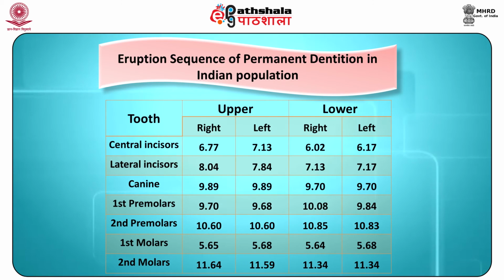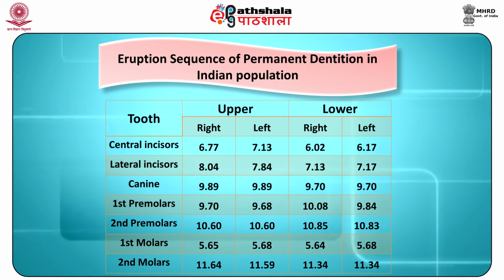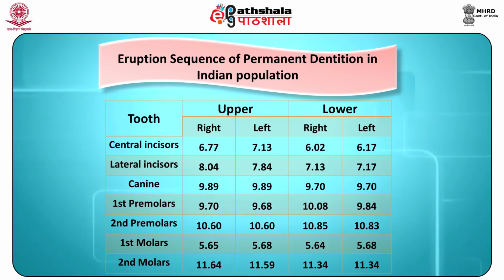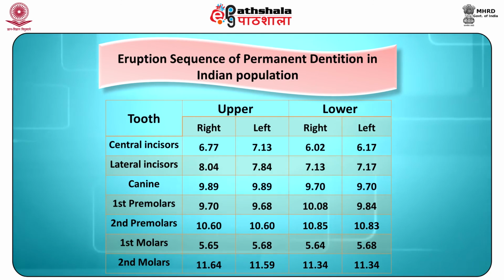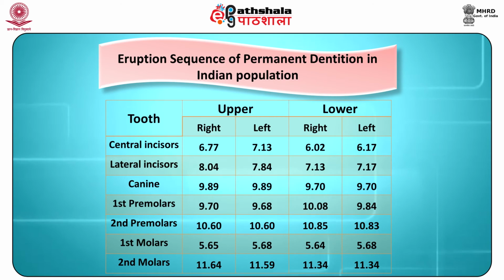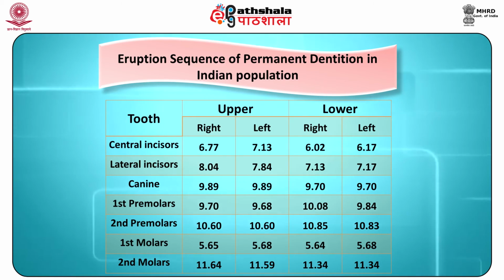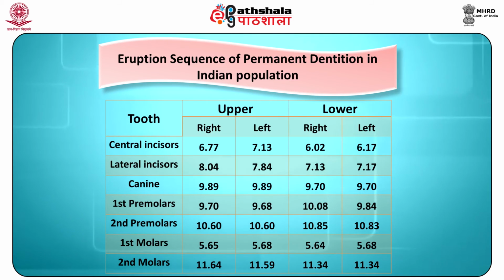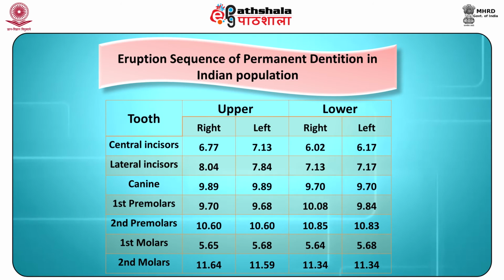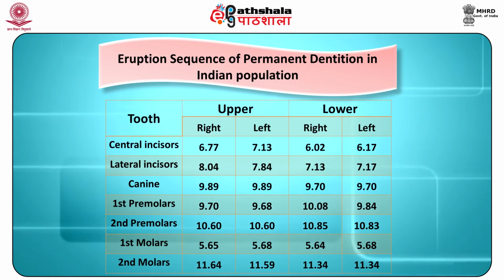If we see the eruption sequence of permanent dentition in the Indian population, just to summarize this particular aspect of eruption sequence, for the central incisors, it is the upper right central incisor which appears at the age of 6.77 years, whereas the left appears a little bit late, 7.13 years. The lower right appears at the age of 6.02, and the lower left appears at the age of 6.17. So we can say it is the lower right central incisor which appears first at around 6.02 years, and it is the upper left central incisor which appears last.